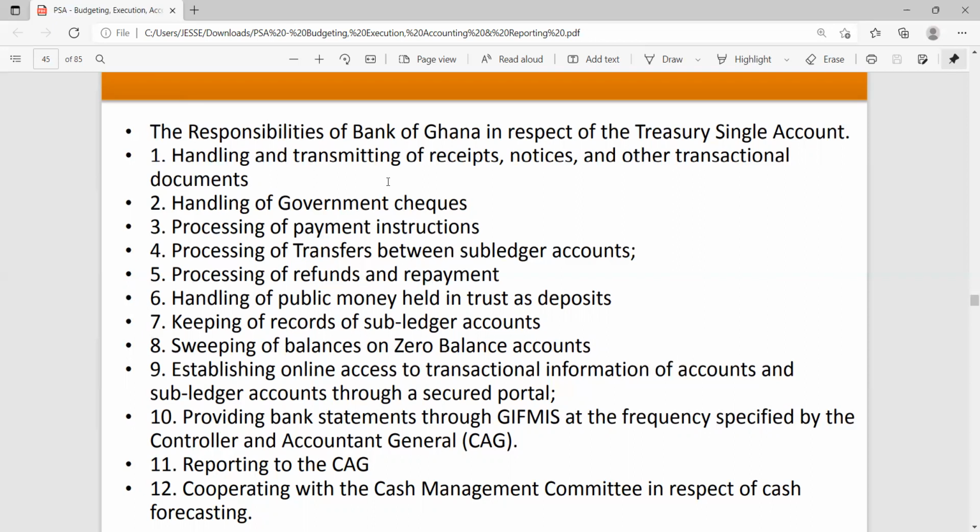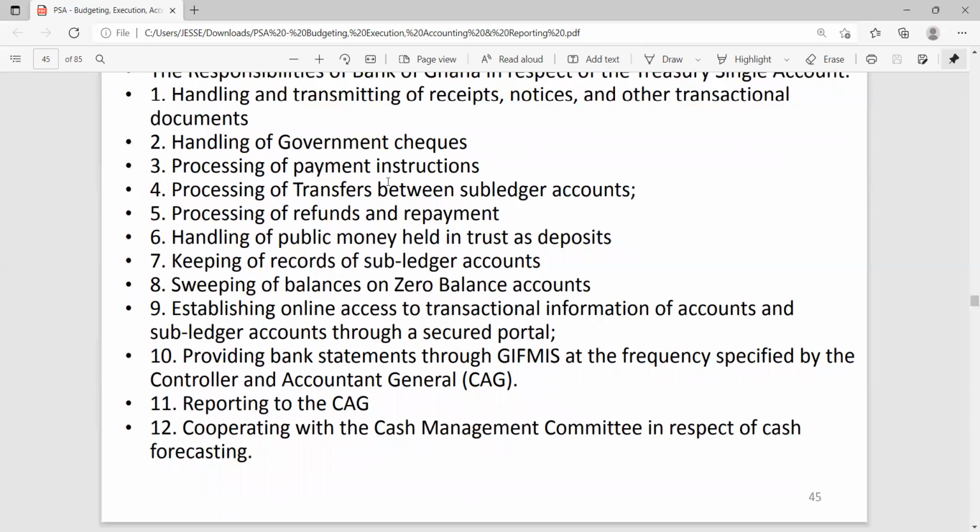Number 10, they provide bank statements through what we call the Ghana Integrated Financial Management Information System, GIFMIS, at the frequency specified by the Controller and Accountant General. So they provide bank statements. They report to the CAG, which is the Controller and Accountant General. They cooperate with the cash management committee in respect of cash forecasting. When they are doing a cash forecast, they have to cooperate with the cash management committee.